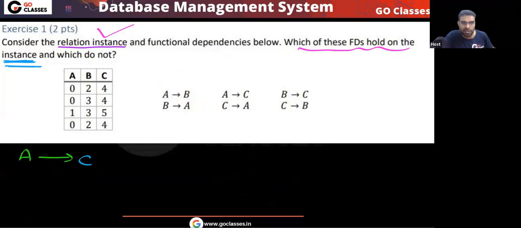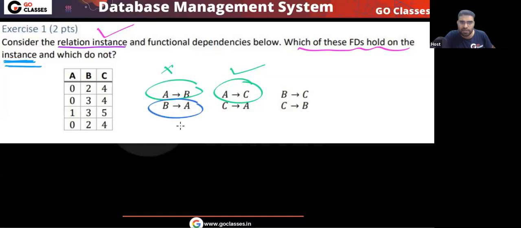What about the remaining? Quickly tell me. What about B determining A? Please tell me.